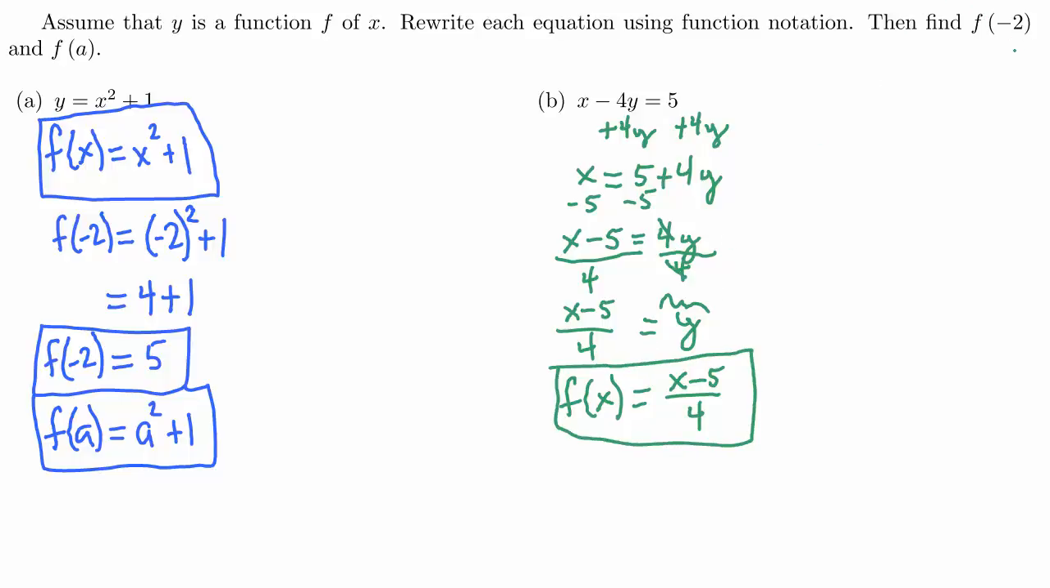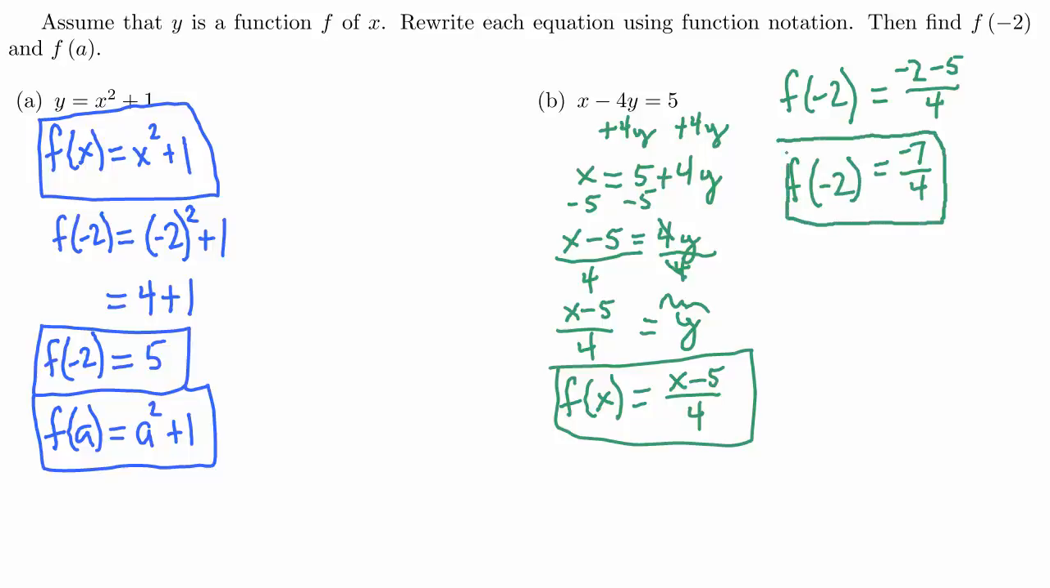Now I need to find f of negative 2. Well, that makes it much easier. I can find f of negative 2 by just plugging in x to be negative 2. So that gives me negative 2 minus 5 all over 4. Negative 2 minus 5 is negative 7. So negative 7 over 4, if I simplified that, well, I can try, but there's nothing in common between the 7 and 4, which means I'm done. So that means that f of negative 2 is equal to negative 7 over 4.